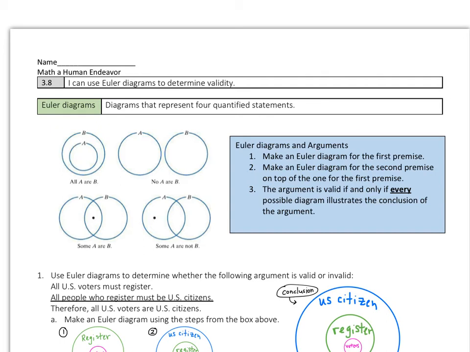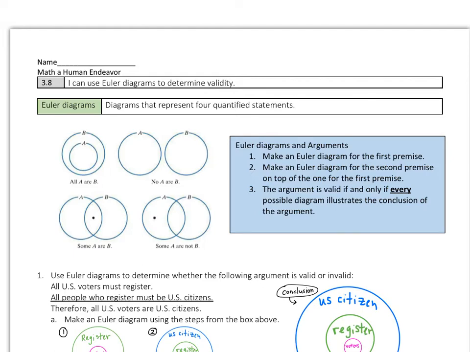So how do we use Euler diagrams to make an argument, to say if something's valid or not valid? So the first thing we need to do is we're going to be given some premises or scenarios, okay? So the first thing we do, make an Euler diagram for the first premise. Then we'll make an Euler diagram for the second premise, and we can do this on top of the first one, or we can kind of look at them separately. The argument is valid if and only if every possible diagram illustrates the conclusion of the argument.